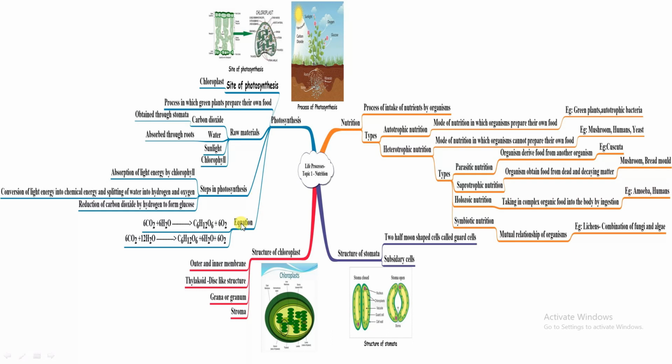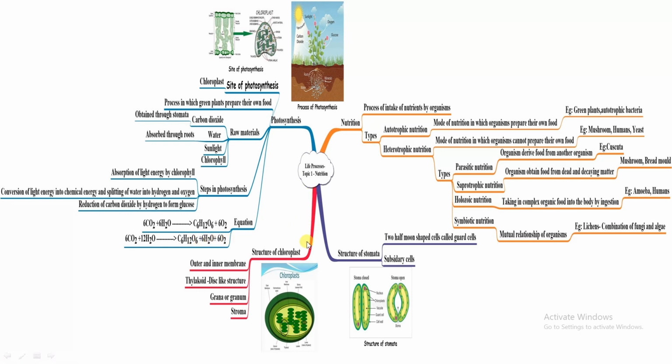Now the chemical equation for photosynthesis is given by 6CO2 plus 6H2O in the presence of sunlight and chlorophyll gives C6H12O6, that is glucose, plus 6 molecules of oxygen, or 6CO2 plus 12H2O in the presence of sunlight and chlorophyll gives C6H12O6 plus 6H2O plus 6O2.